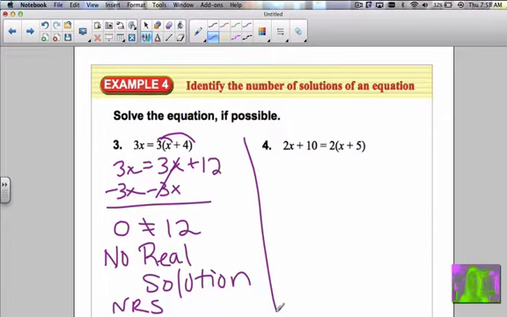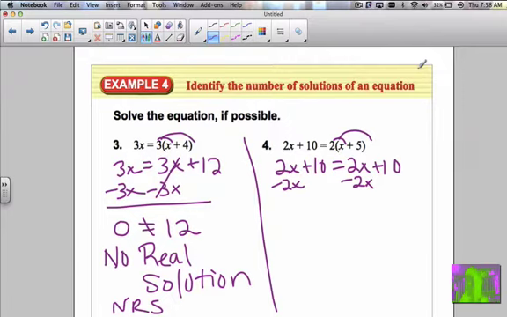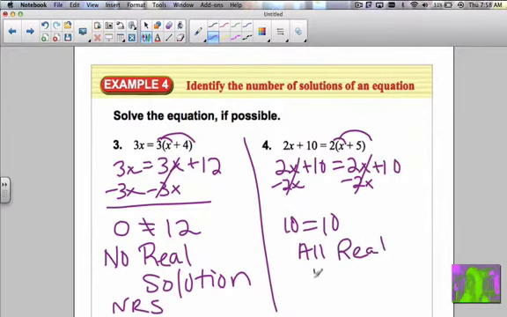All right, number 4. If I distribute my right side, I end up with 2x plus 10. If you look at my left side and my right side, they are identical. So if I move everything over to my left side, I end up with a problem that says 10 equals 10. Well, does 10 equal 10? Yes, it does. So this one would be all real numbers, or ARN.